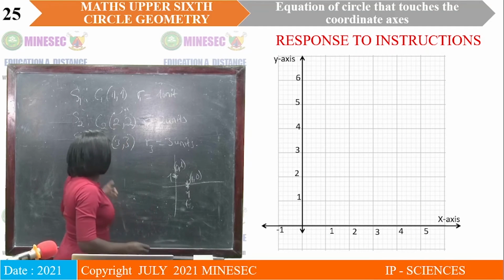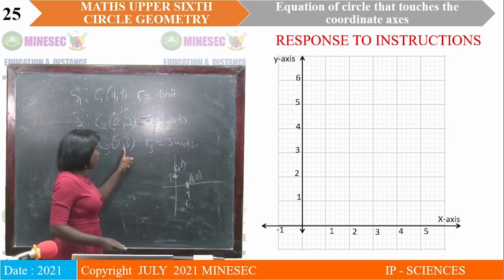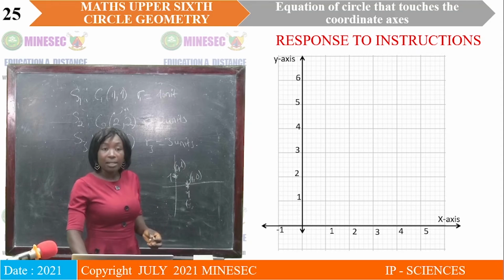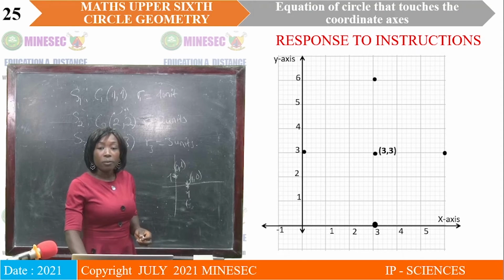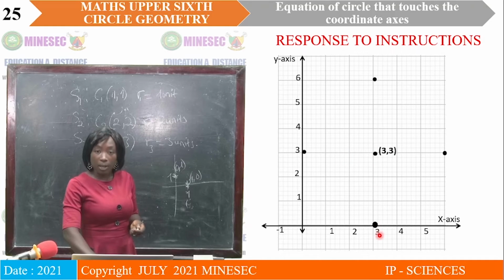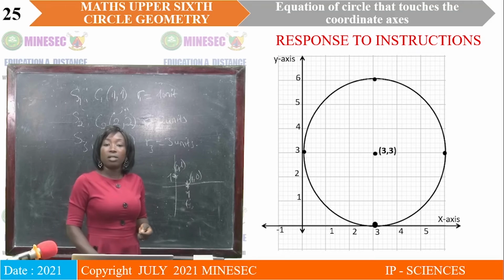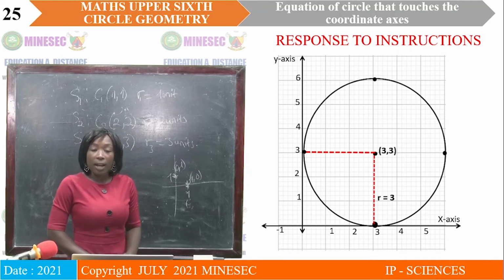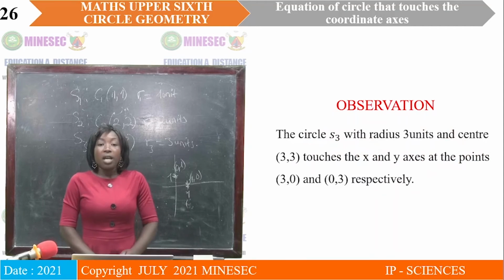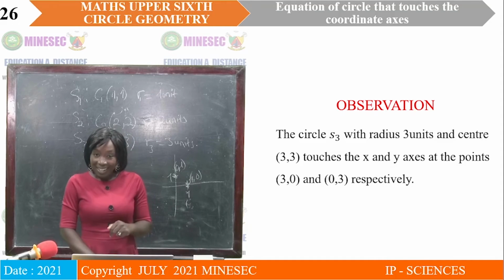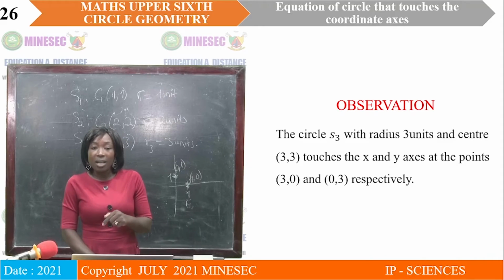Now we have the third circle, S3, with center (3, 3) and radius 3. We plot that. The center is (3, 3), meaning that from the center we move 3 units to get the next point that will lie on the circle: 1, 2, 3 in each direction. Now linking those points gives us the circle with radius 3 units. Observation: the circle S3 with radius 3 units and center (3, 3) touches the x and y axes at the points (3, 0) and (0, 3) respectively.